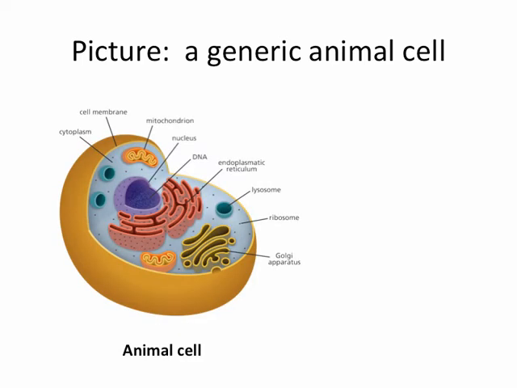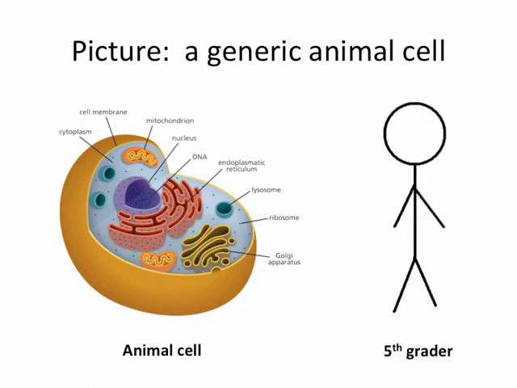First I'm going to show you a picture of a generalized, generic animal cell. Looks familiar, right? I think you have a picture of this in your notebooks, color-coded and so forth. We have nuclei, we have lysosomes, Golgi bodies, plasma membrane, and so forth. I know of no cell that looks like this. This is equivalent to me saying that a fifth grader looks like this.